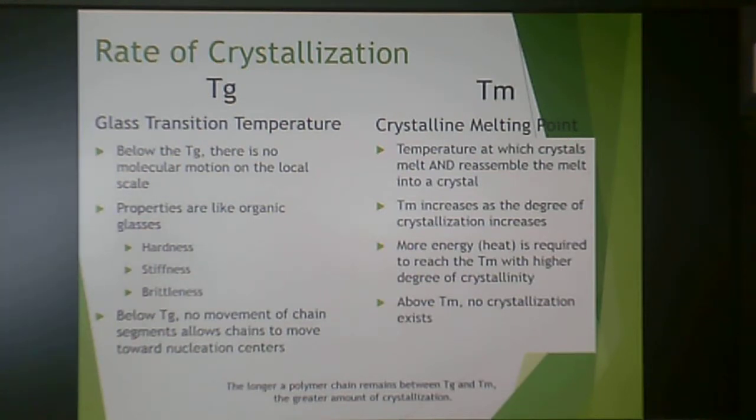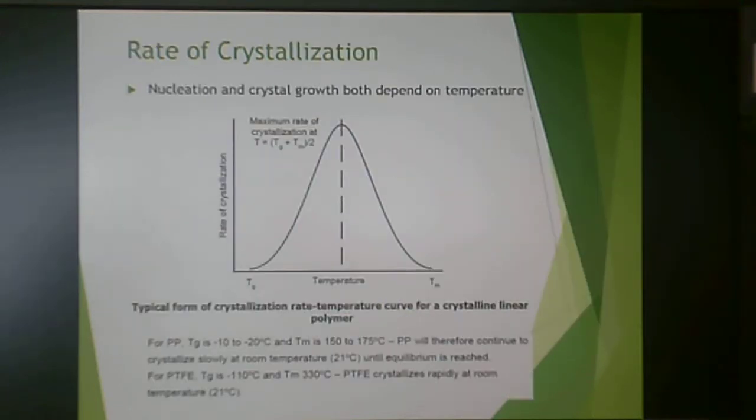So the way to get crystallization is to raise something above the Tg, but keep it below the Tm. And the longer a polymer chain remains between the Tg and Tm, the greater amount of crystallization is possible for that material. So nucleation and crystal growth both depend on temperature.